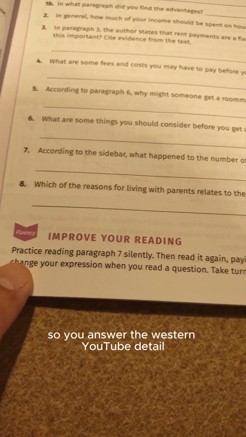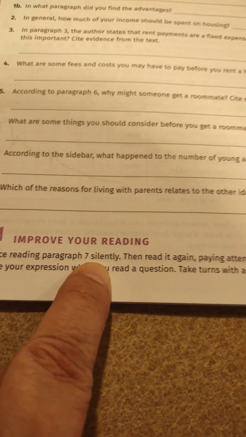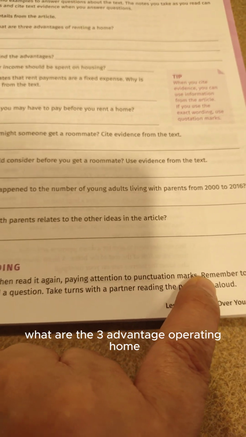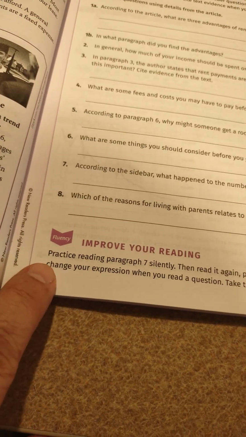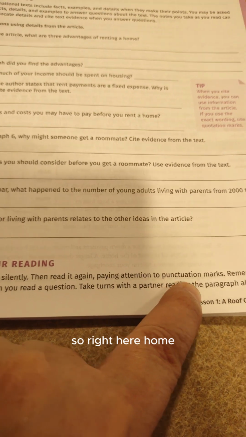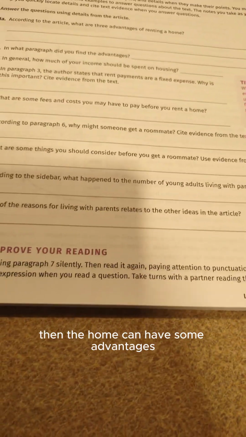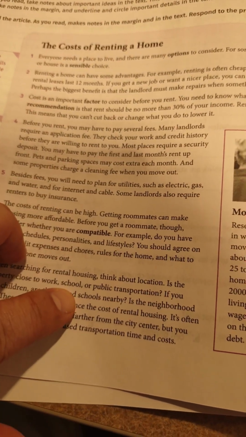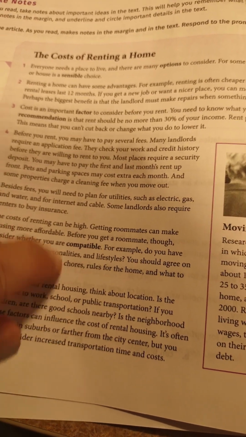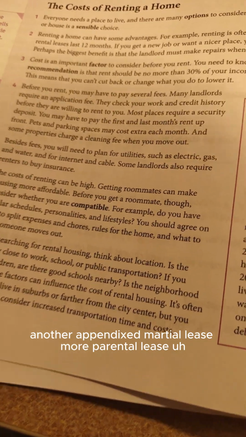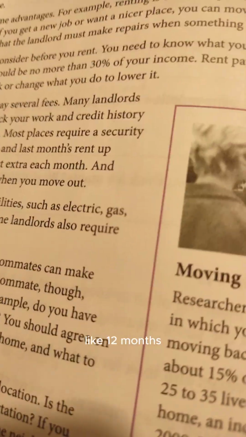So now for this one, you need to practice paragraph number 7 silently, then read it again, paying attention to punctuation marks. Remember to change expression when you read a question. Take turns with a partner reading the paragraph aloud. So this is something you can do on your own. You read it in silence, and you read again with your partner, and you need to read it aloud with your partner.